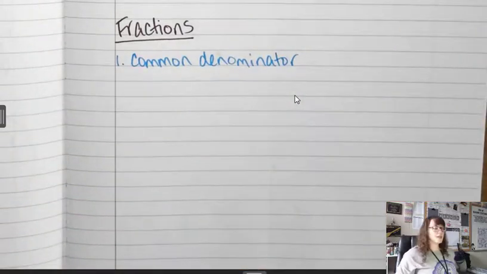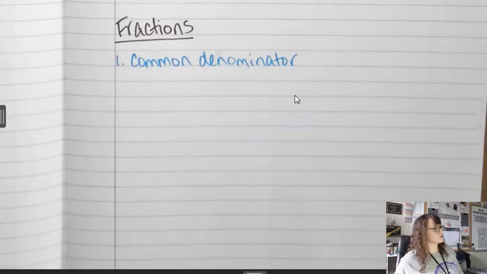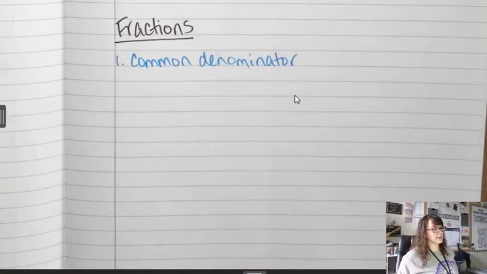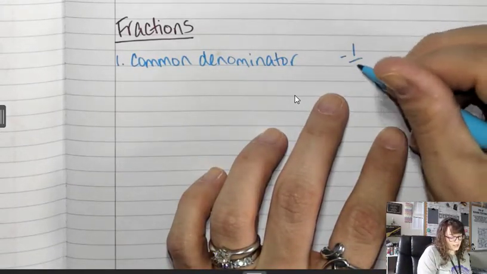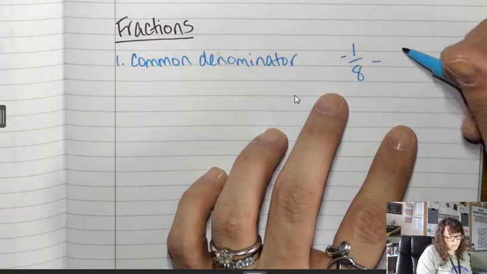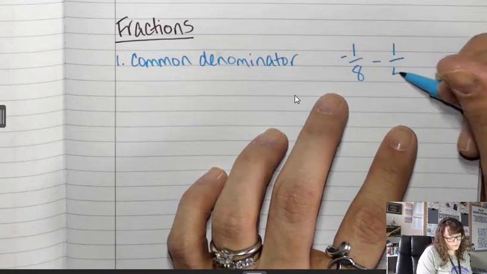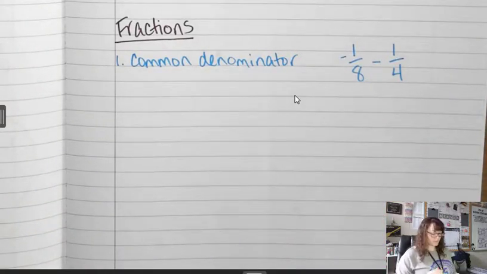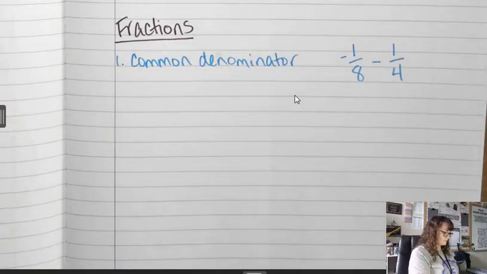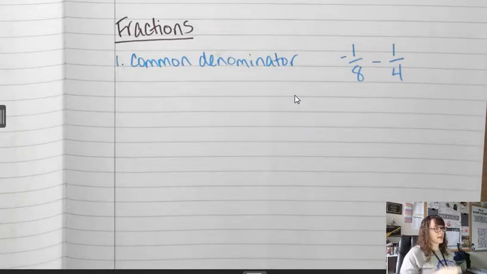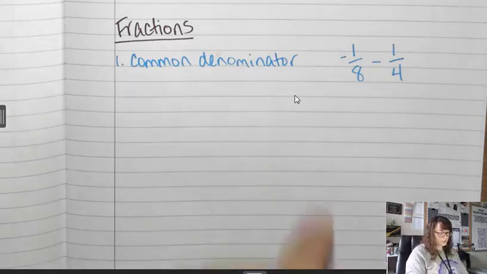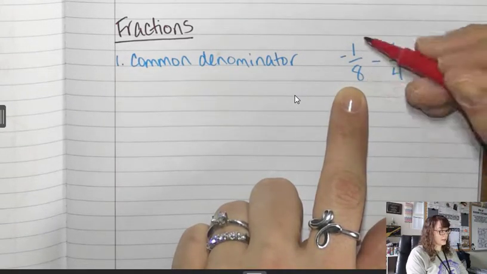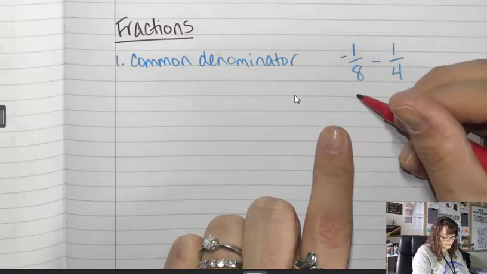Common denominator. I can't do anything to fractions, adding and subtracting wise, unless they have a common denominator. So if I had negative 1/8 minus positive 1/4. We'll pick something easy. Gotta have a common denominator. What is the common denominator between 8 and 4? 8. Do I have to do anything to this to keep the denominator 8? No. So I'm going to keep it 1/8.